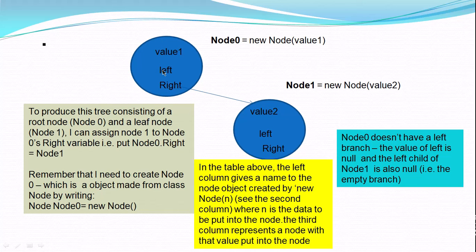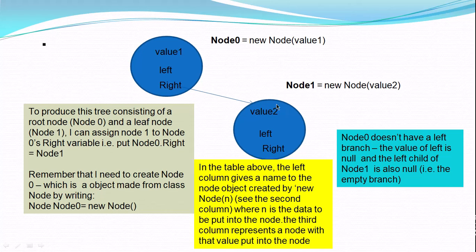And it's got two variables, left and right. And if I wanted to, I can assign this second node, which has a value 2, and I created it, I'm calling it node 1. It's a new node which has a value 2. So the value 2 is assigned to the integer variable in the object, and it too has a left reference to a left branch and a right branch.